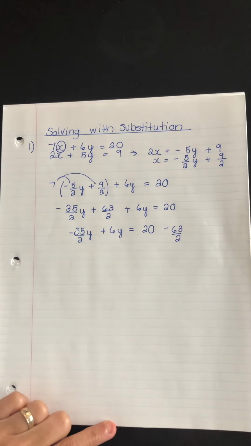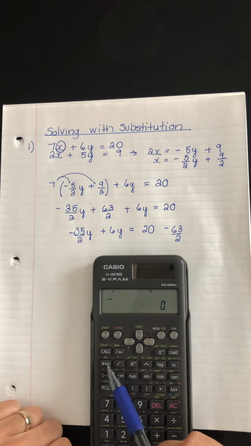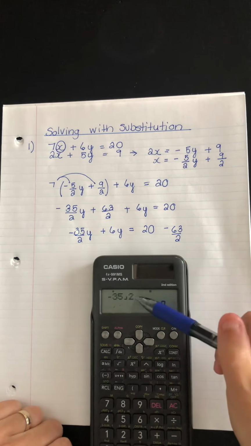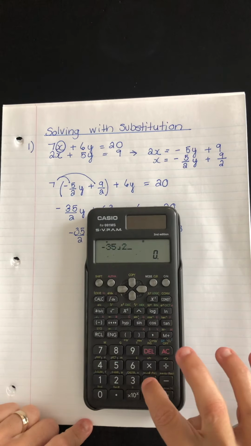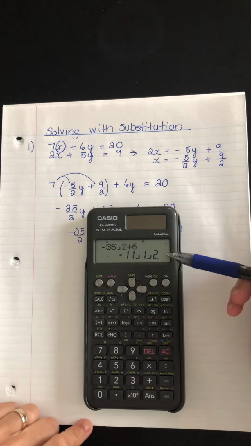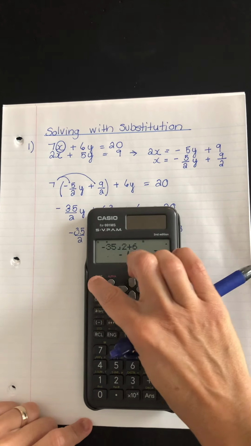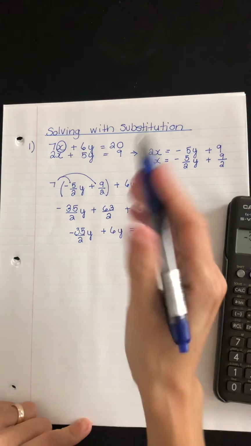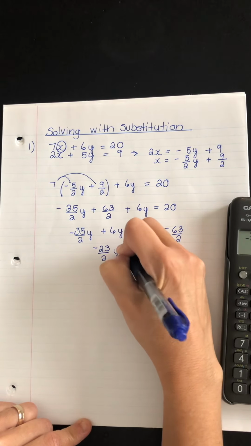If you don't want to do that, you can use the fraction button on your calculator here. So you would type negative 35 over 2, see what it looks like, plus 6 equals, and you get this is the mixed fraction, or hit shift and hit the button again, and see, you do get negative 23 over 2. So that's what we would write here, negative 23 over 2 y equals.